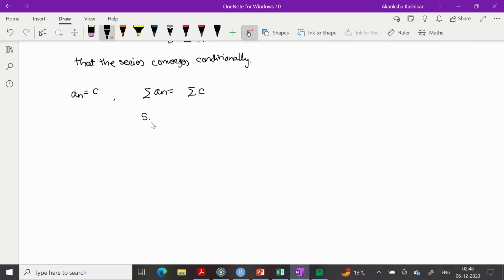So if I consider partial sums, S1 will be c, S2 will be c plus c, in general Sn will be nc. And from Archimedean property, we know that the set of natural numbers is not bounded, and hence this diverges to plus infinity. Therefore, a constant series also diverges to infinity.